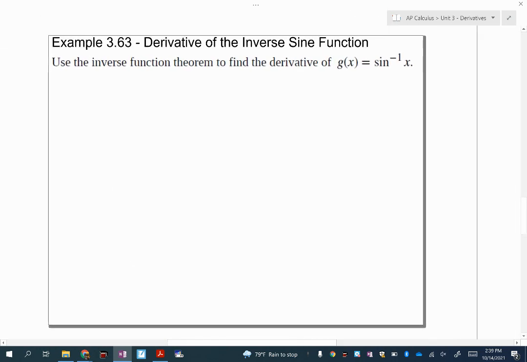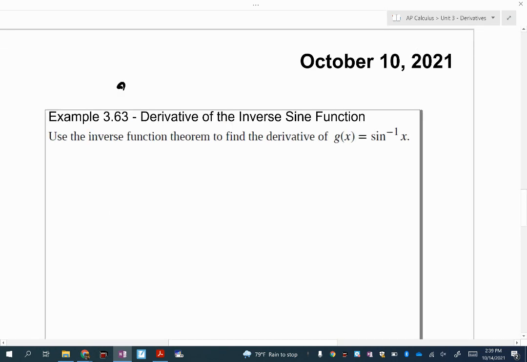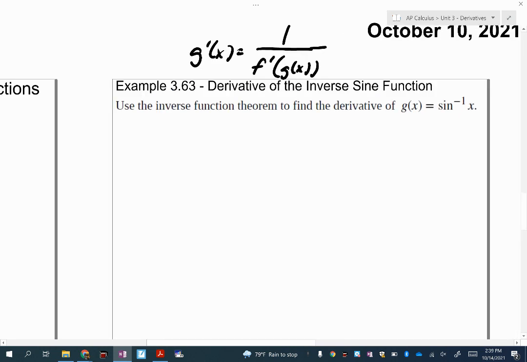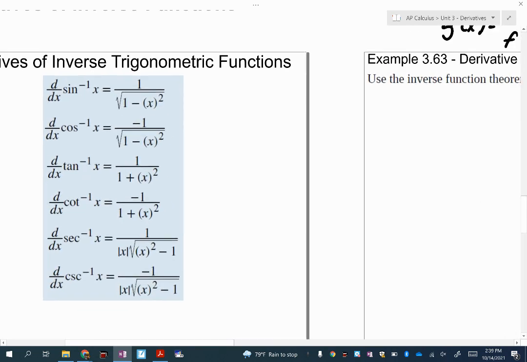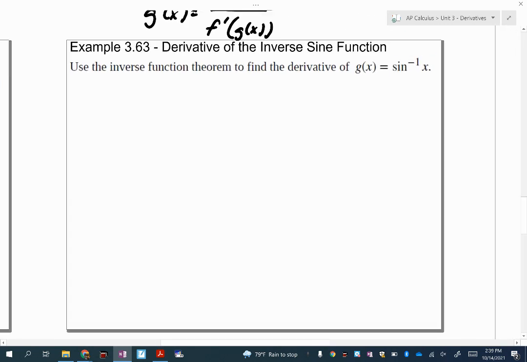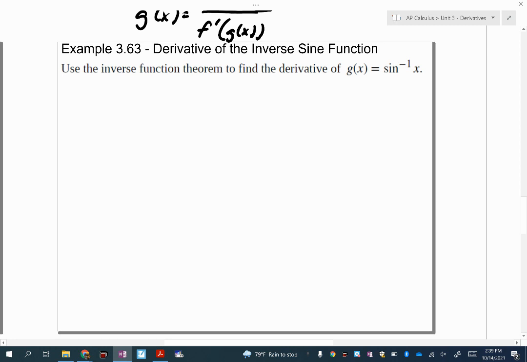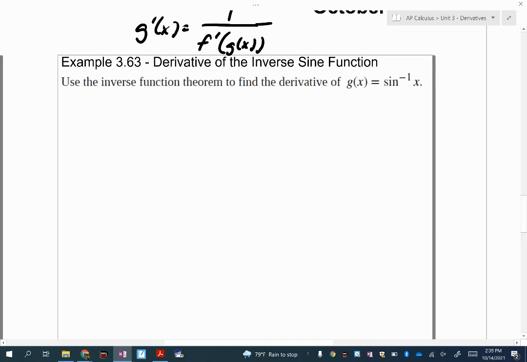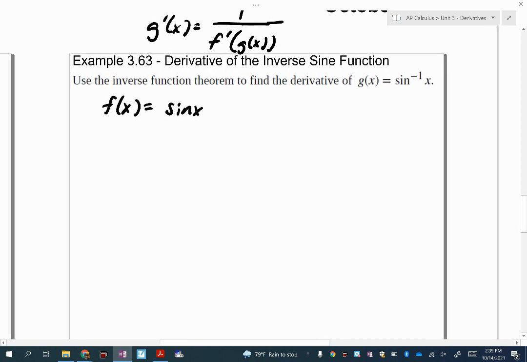All right, so let's do that same process. Remember, the formula is g prime of x is equal to 1 over f prime of g of x. Now, I recognize that I just gave you what this is, right? The derivative of the inverse sine function is right there. So I'm going to show you some work to get to it. The first thing I'm going to do is talk about finding the inverse of the inverse sine function. Well, the inverse of the inverse sine function is actually the sine function. So that is our f of x.